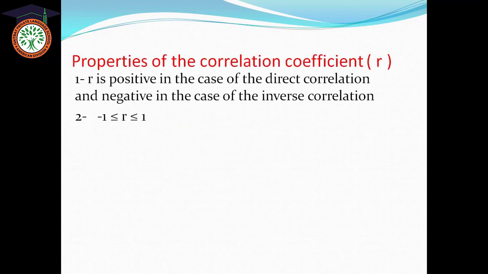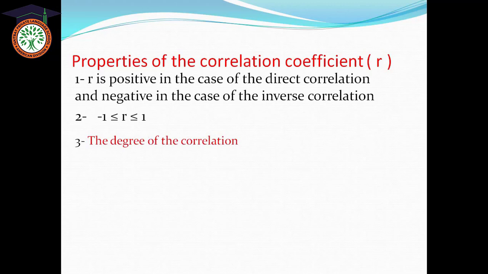By getting the correlation coefficient R, you can identify the type of this correlation. If the value of R is a positive value, the type of the correlation is going to be direct correlation. And also, if R is a negative number, the type of the correlation will be inverse correlation or negative correlation. And R is always greater than or equal to -1 and less than or equal to 1.